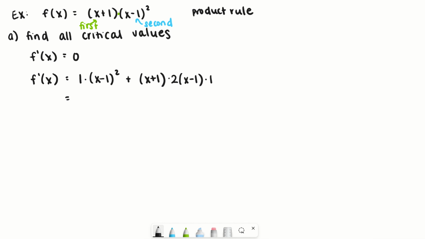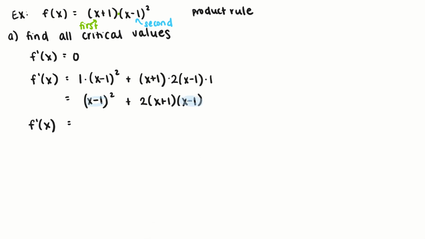Now I can simplify this to be x minus 1 squared plus 2 times x plus 1 times x minus 1. Since I want this to ultimately equal 0, it's best for me to try to factor out a GCF so that I can more easily solve this. I noticed that they have x minus 1 in common, so I want to factor out x minus 1.